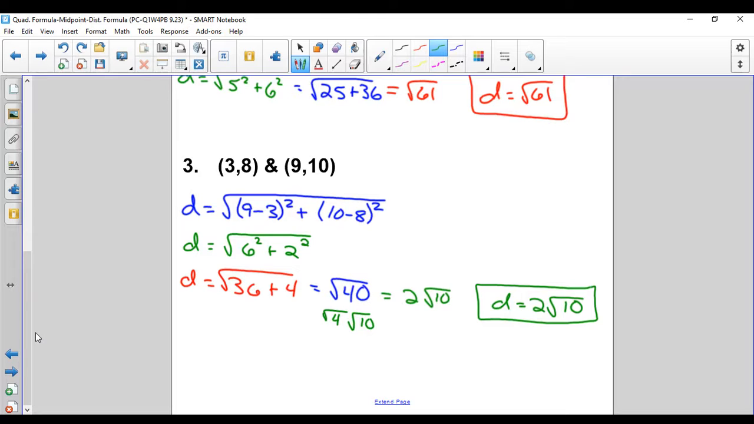Now these 2 formulas are going to help us out and going to be coming into play next week when we look at circles and their equations. So this is just kind of getting us warmed up for next week. But that's it for this.